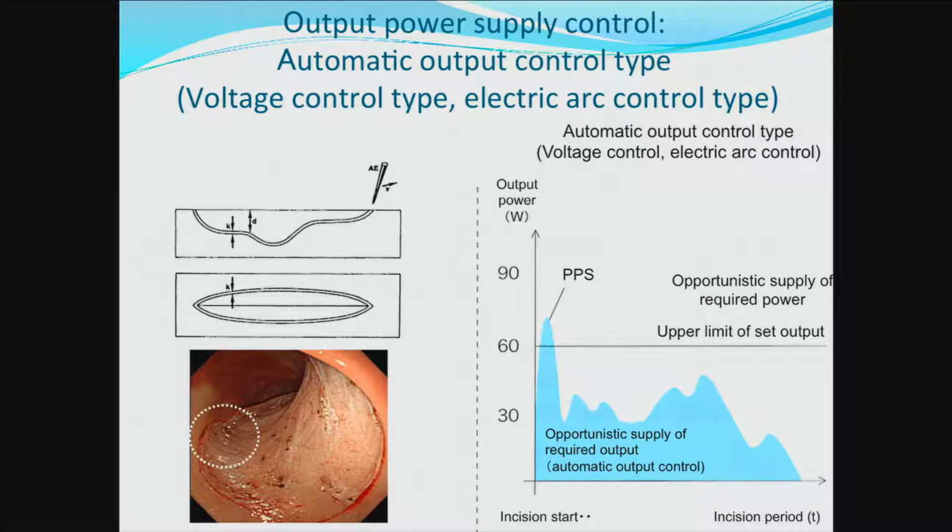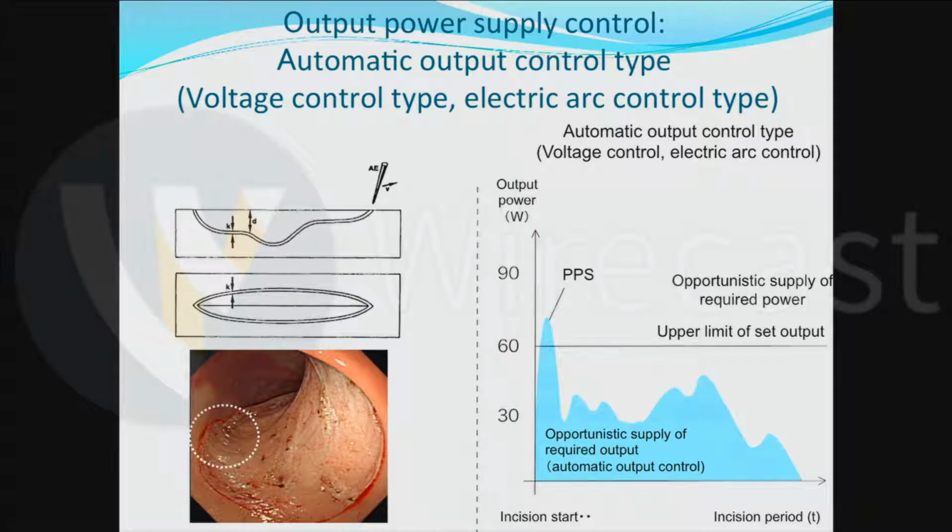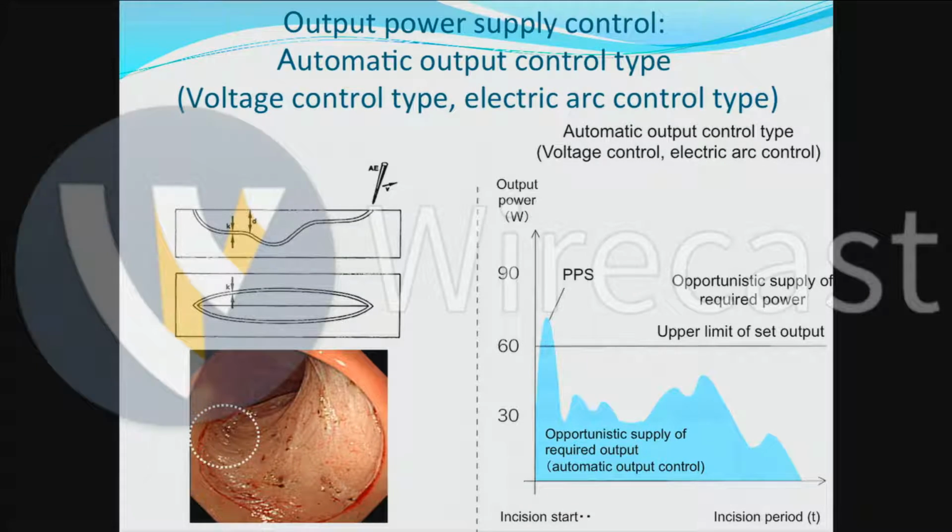In the automatic output control type, output supply is automatically regulated, especially at the incision start, which requires output. The output power is reinforced by the power peak system and prevents time lag. Required power is opportunistically supplied with the installed output. This maintains quality of incision and dissection. Voltage control reliably maintains the selected voltage and the effect regardless of output power. In brief, it is constantly maintained.